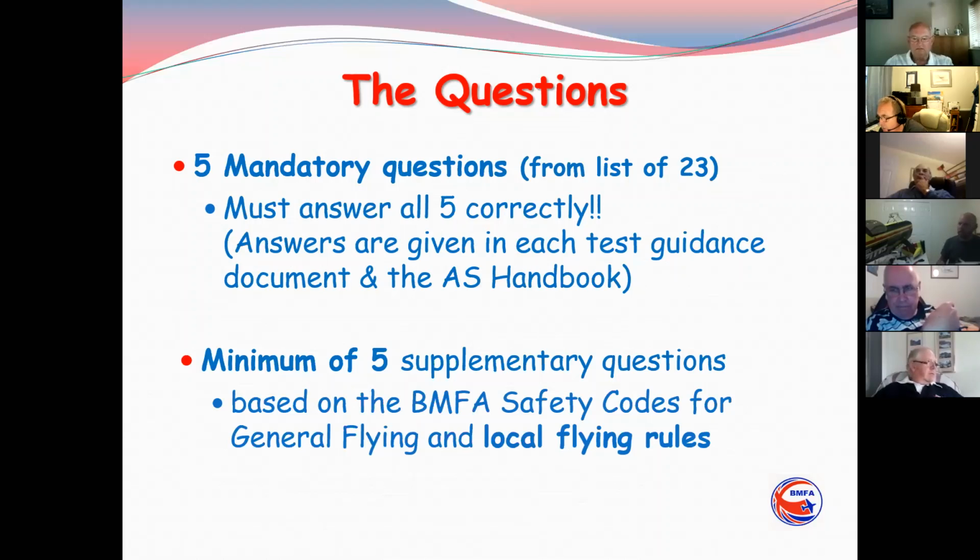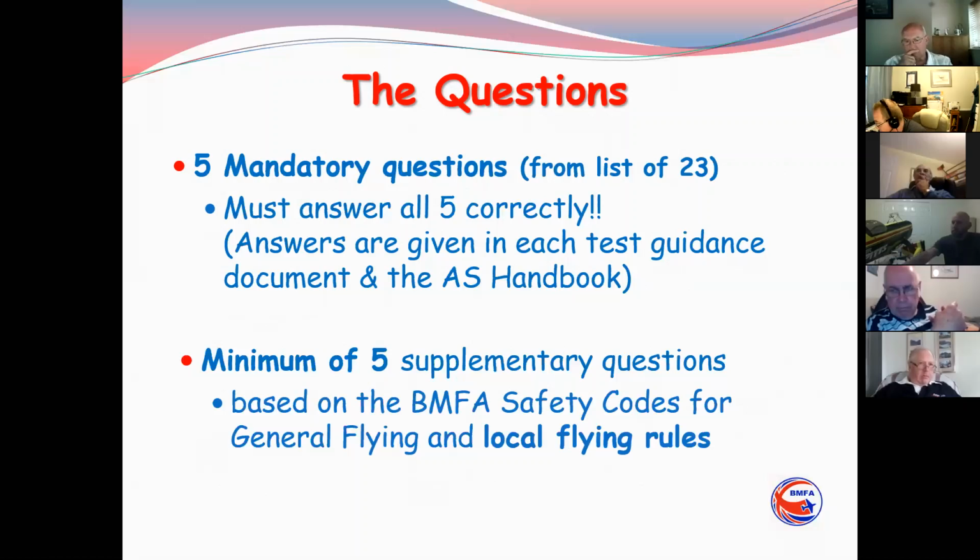Make sure some of those questions are based on the flying site rules. And that's the flying site rules of where the test is taking place. Not necessarily the candidate's home club, but you're asking this on where the test is taking place.